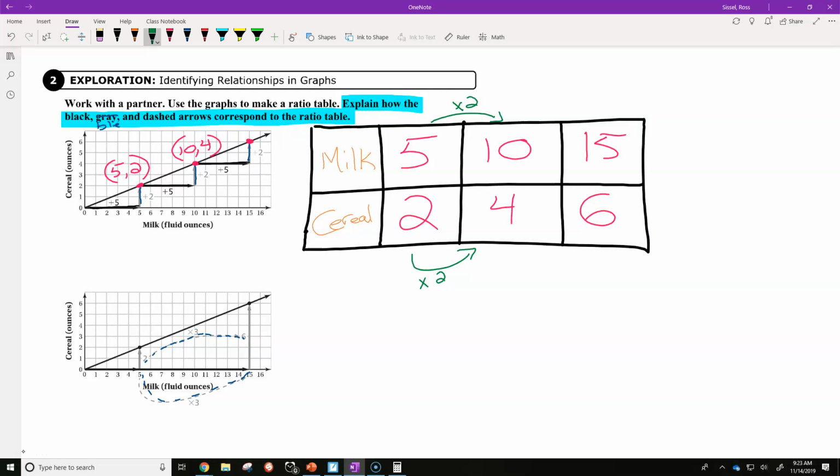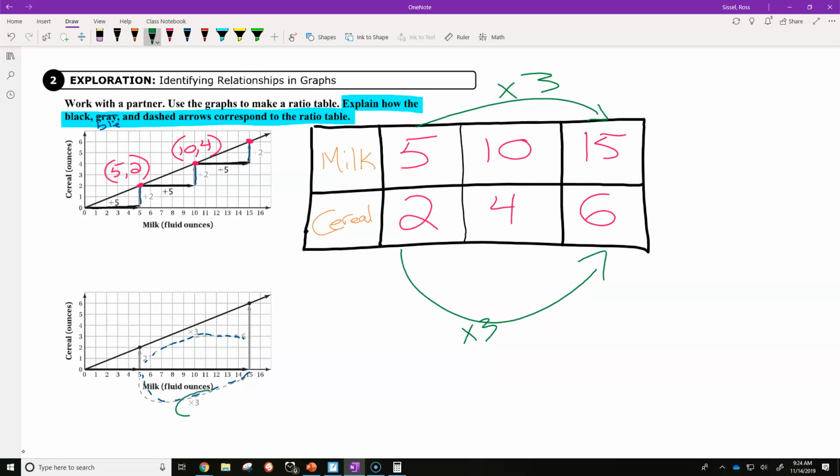I'm going to erase these because I want to show you this part. What if I went from 5 to 15? How would I get there? Elizabeth? How did I get from 2 to 6 then? That is what our dashed one is telling us right there. They said, hey, I went from this point to this one. I times it by 3 and went over, and I times by 3 and went up. That's what we're doing here.